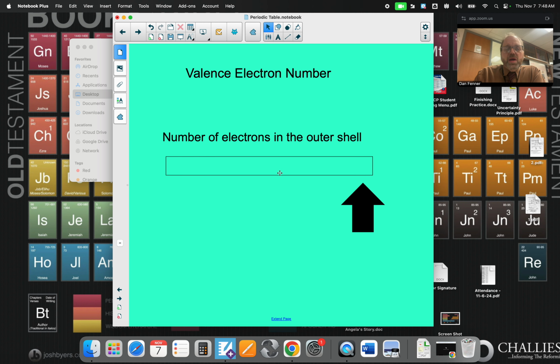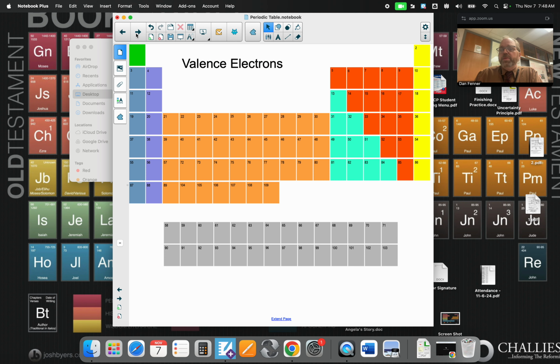Next thing we'll look at is something called valence electron numbers. Valence electron numbers are the number of electrons in the outer shell. Remember we talked about the octet rule, the maximum number on the outside, so we know how many are there. The way that we use that, again, periodic chart, real simple. We're just going to count the columns. First column, everyone in that column has one valence electron. Second column, everyone in that one has two valence electrons.